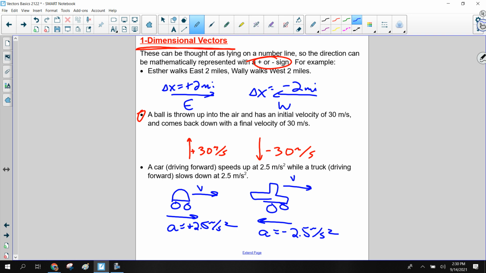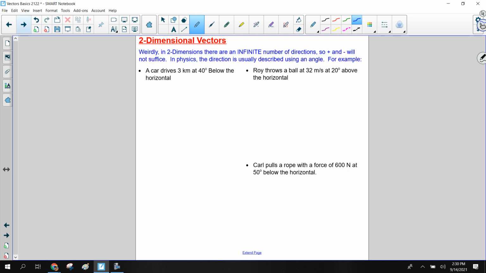But the problem is in the real world, there are more than just forward or backwards, right? We have an infinite number of directions that we can travel, right? So in 2 dimensions, there's an infinite number of directions you can travel, right? So look.